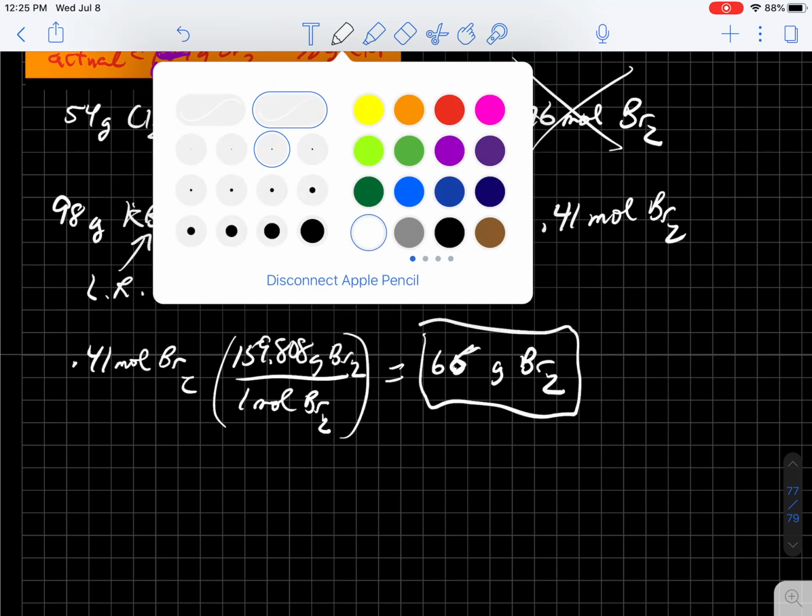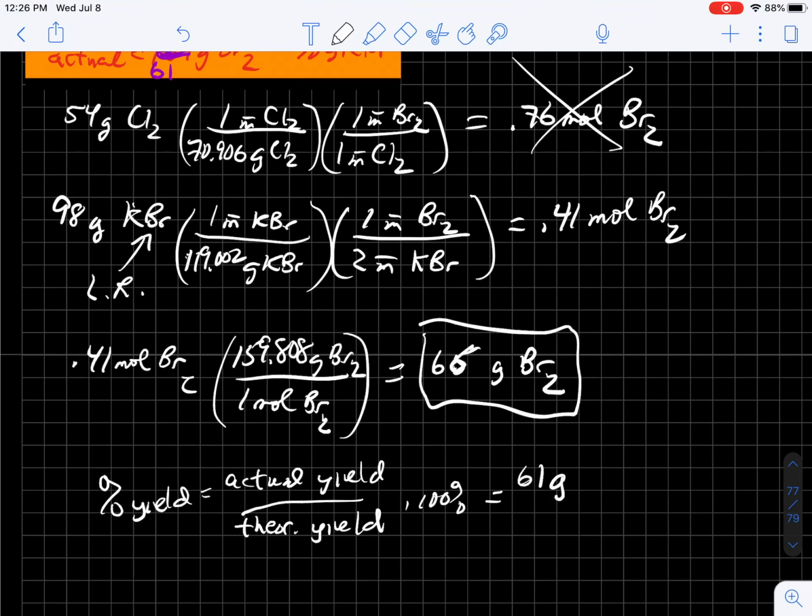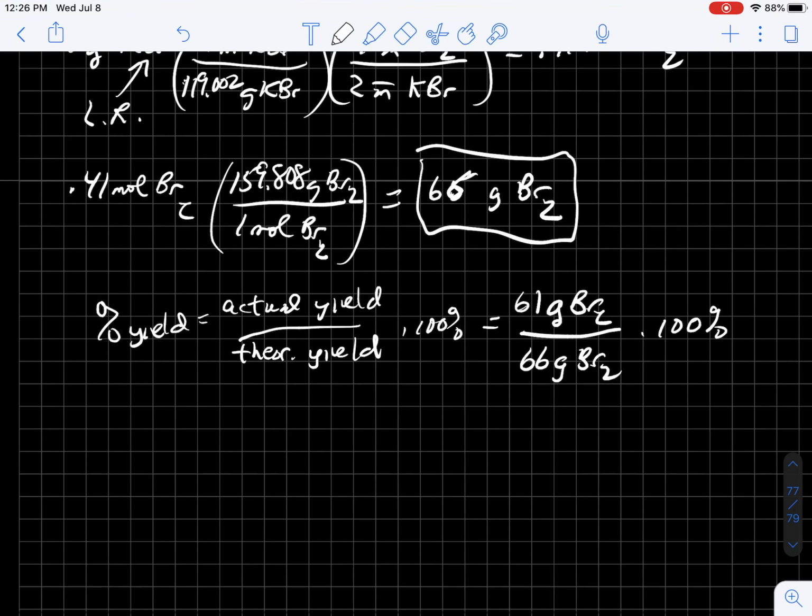We'll use that instead. So now that I know my theoretical yield, now I can compare it to my actual yield. So I get percent yield is equal to actual yield over my stoichiometry, theoretical yield, times 100%. So my actual yield, I changed it from 109 because that was impossible, 61 grams of bromine over 66 grams of bromine times 100%. And we get 61 divided by 66. So we get 92% yield.